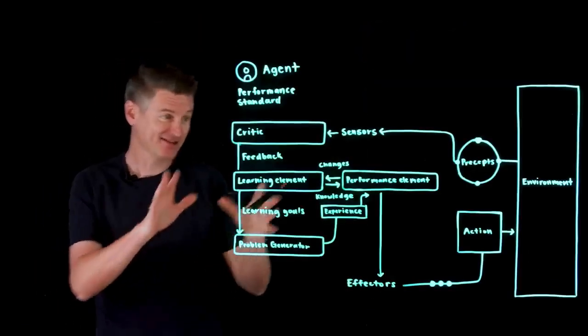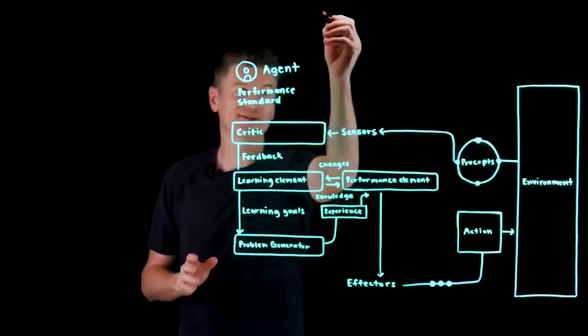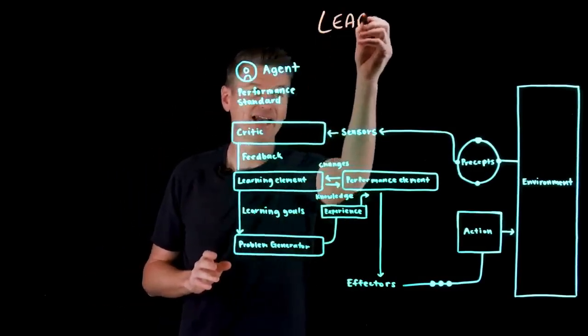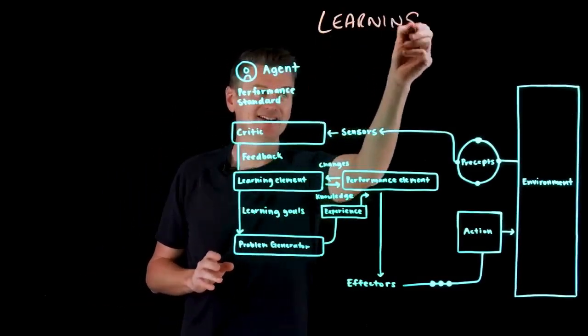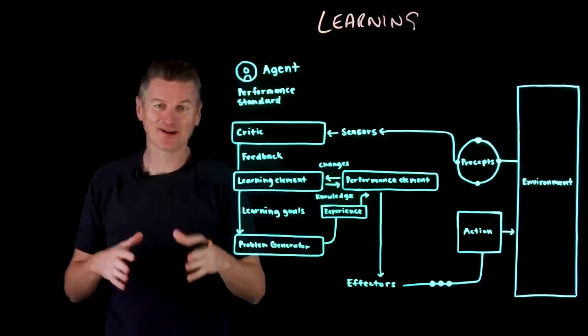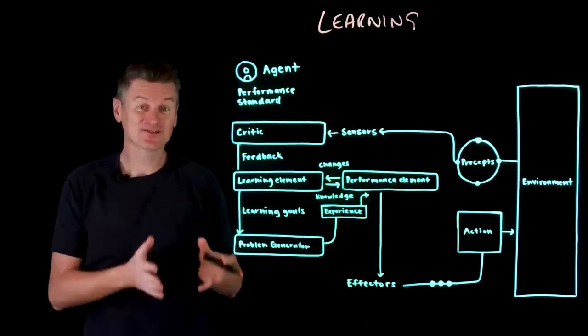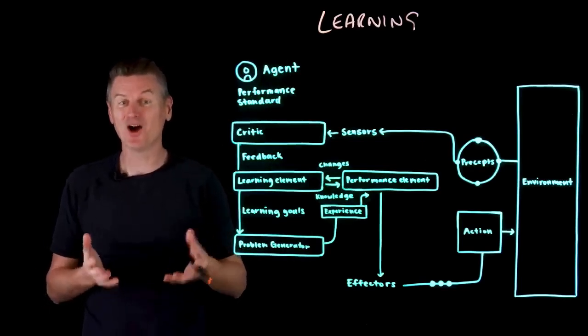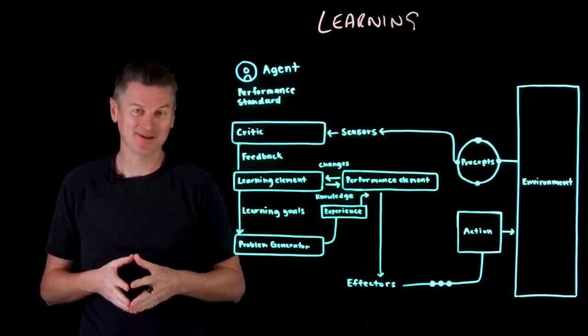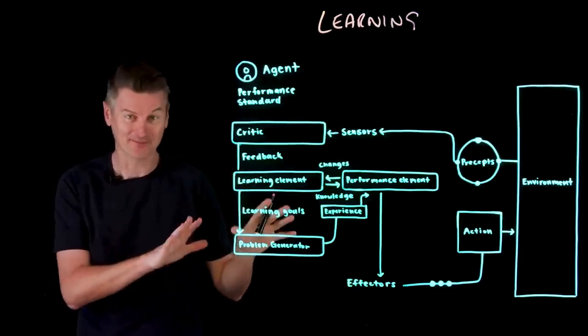Now, the 5th agent is the most adaptable and also the most powerful, and it is the learning agent. So rather than being hard-coded or being goal-driven, it learns from experience. It improves its performance over time by updating its behavior based on feedback from the environment.